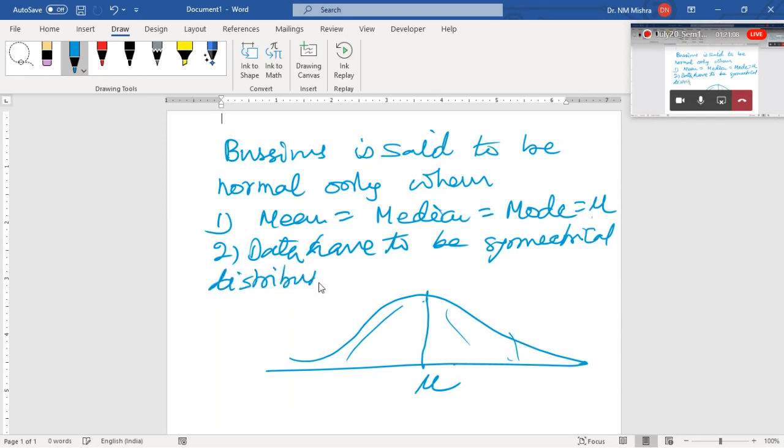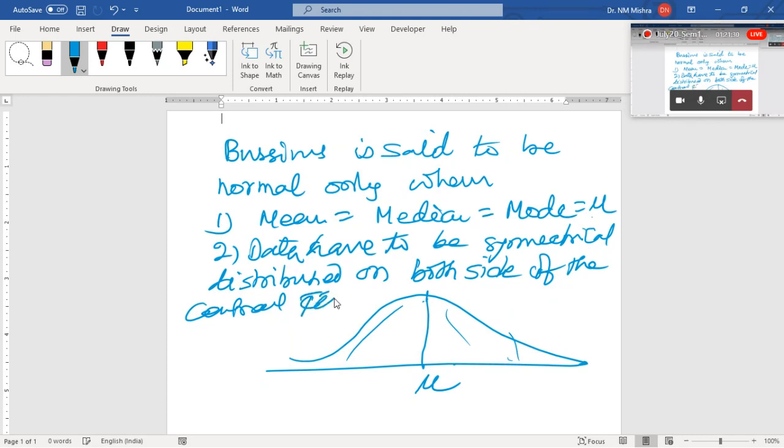I am writing: symmetrical distribution means, as per the graph, distributed on both sides of the central tendency. All of you please note this down, and I request one of you to put this up on the Padlet also: symmetrically distributed on both sides of the central tendency. Central tendency means mu. Am I clear?